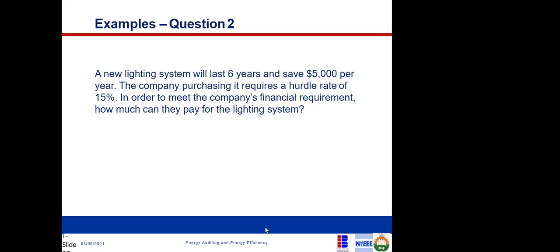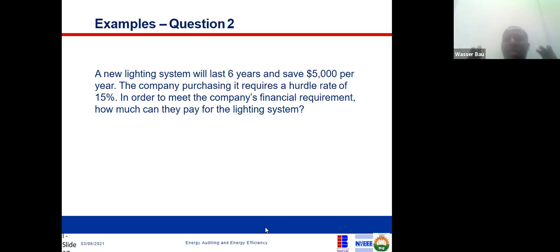Okay, good. So a new lighting system will last 6 years, and it will save you 5,000 per year. The company purchasing it requires a hurdle rate of 15%. You can view this as a profit. The company requires a hurdle rate, or they are borrowing at 15%. In order to meet the company's financial requirements, how much can they pay for the lighting system?